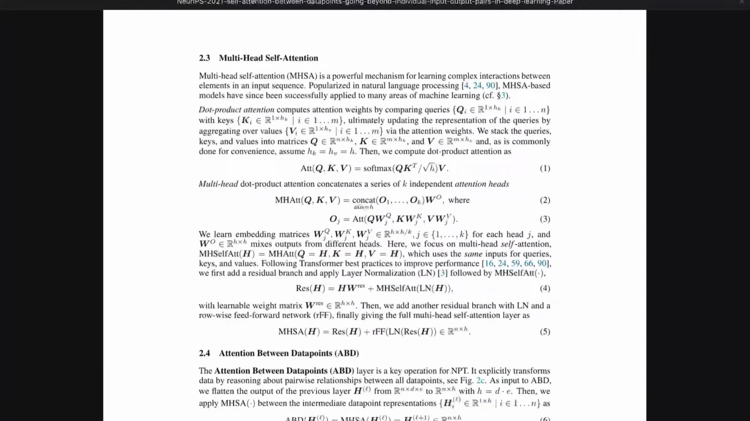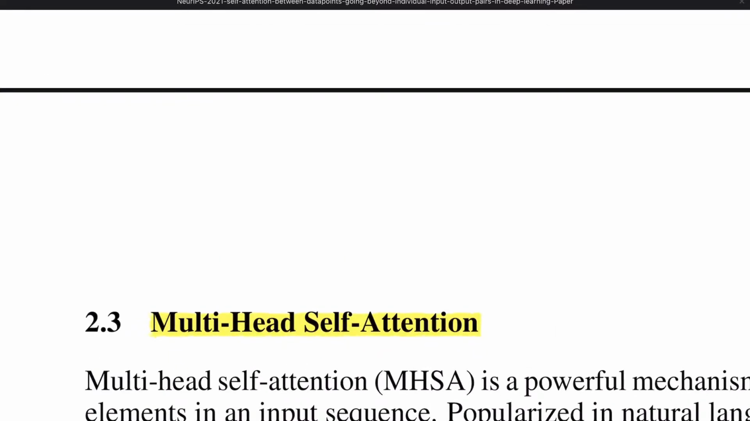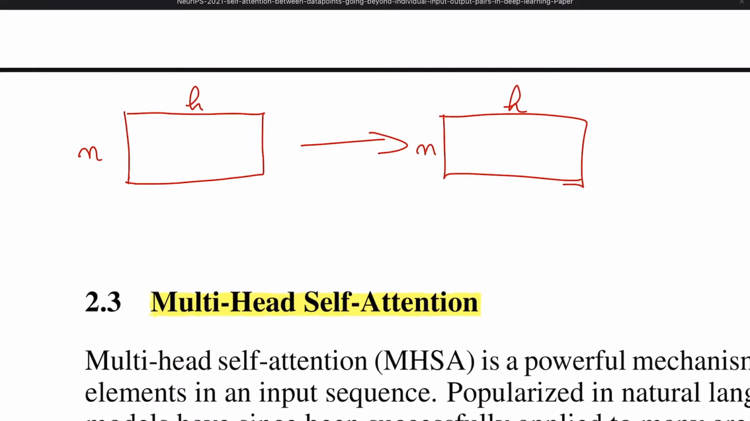So I want to just remind what attention is, because it's heavily used in this thing. So what is this multi-head self-attention? The key point of multi-head self-attention is that you have a matrix, which is, let's say, N by H, and the output is also a matrix of the same size. So the size does not change. Now, what's this multi-head self-attention? I'm expecting that you know what the attention mechanism is, so I'm just going to briefly review it.